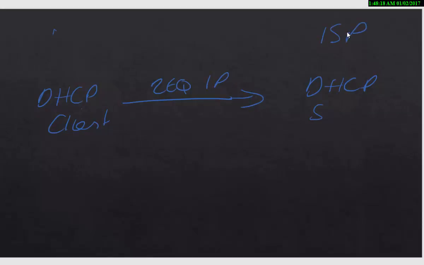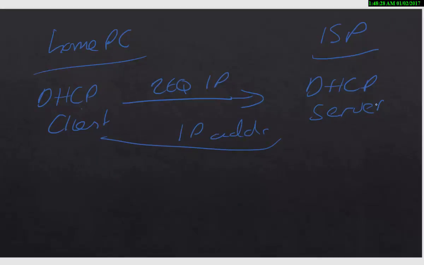This could be your home PC. So just give detail. It shows understanding. And this is the DHCP server, and this will give you back an IP address, which you can then use. So write all of that as well as giving a diagram to show the communication between the two client and server systems, and do that for 3 examples.